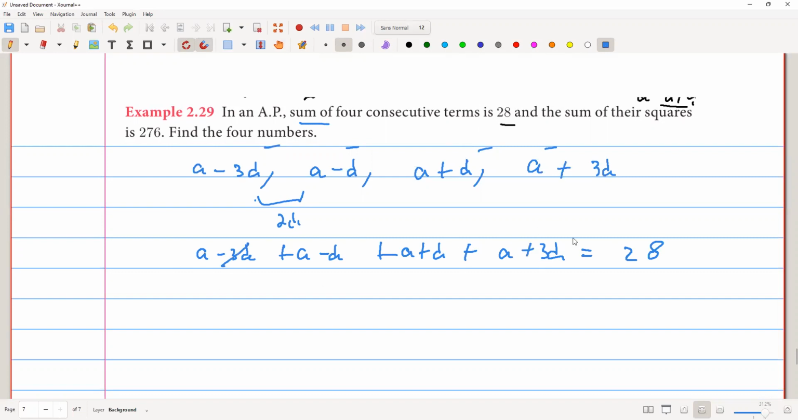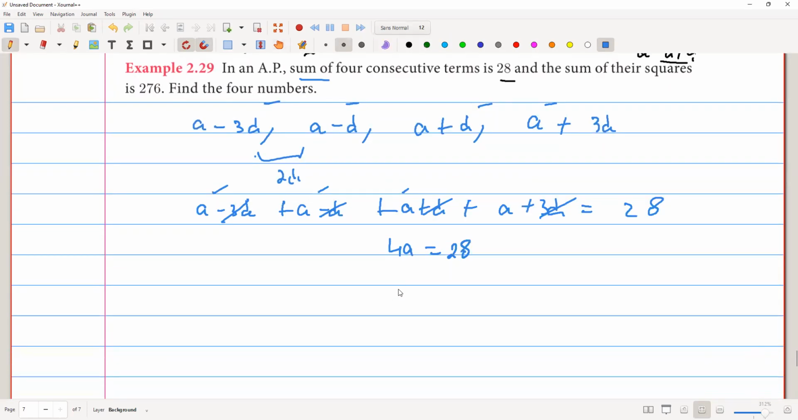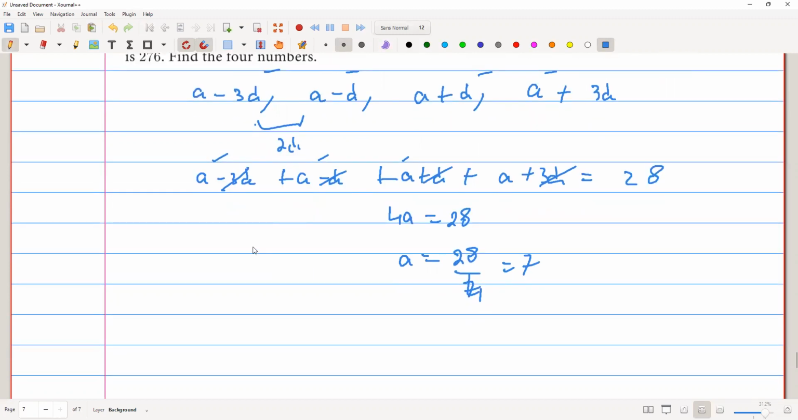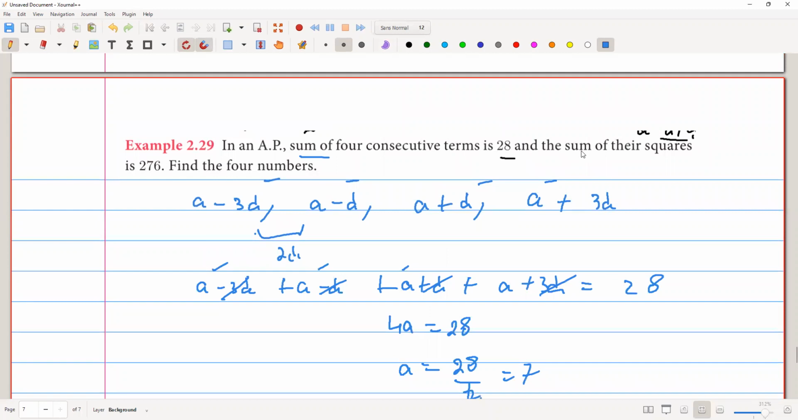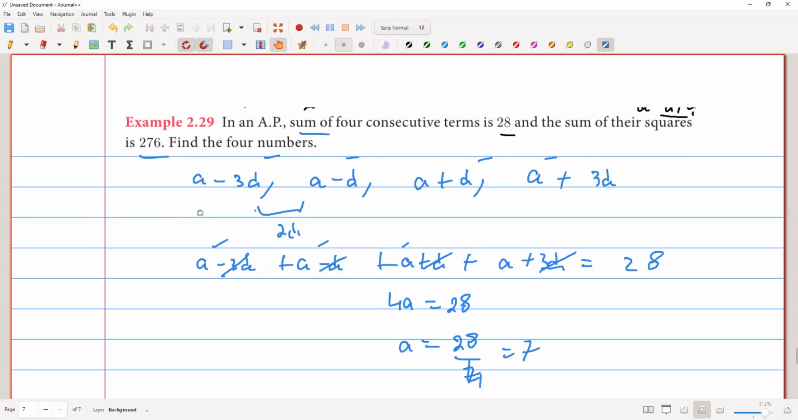The minus 3d and plus 3d cancel, the minus and plus cancel. So 4a equal to 28, so a equal to 28 by 4, which is 7. All right, 7. The next thing they have told us is that the sum of the squares is 276.